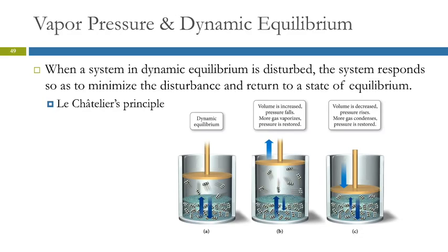This is called Le Chatelier's principle, where if you have a system in dynamic equilibrium and you mess with it, you disturb it, it is going to change in a way to minimize what you did to it. So we increased the volume, which decreased the gas pressure. It's going to change in a way to bring that back up.